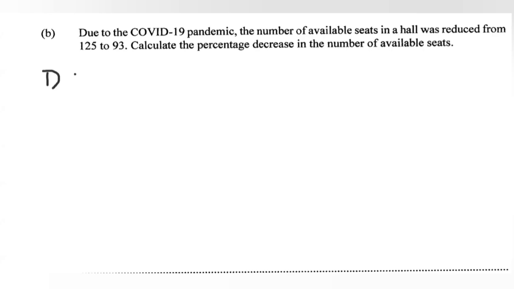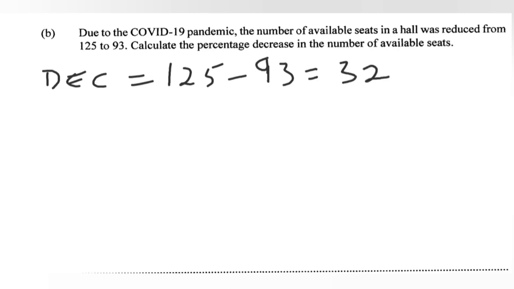So let's see what that would be. So the decrease, I'm going to use DC, is going to equal to 125 minus 93. So that's going to give us 32. So that's a decrease in the number of seats. So that is 32. However, they want us to find the percentage. So to find the percentage, we're going to put the amount that it decreased by, which is 32, over the total number of seats that was there originally, which is 125.